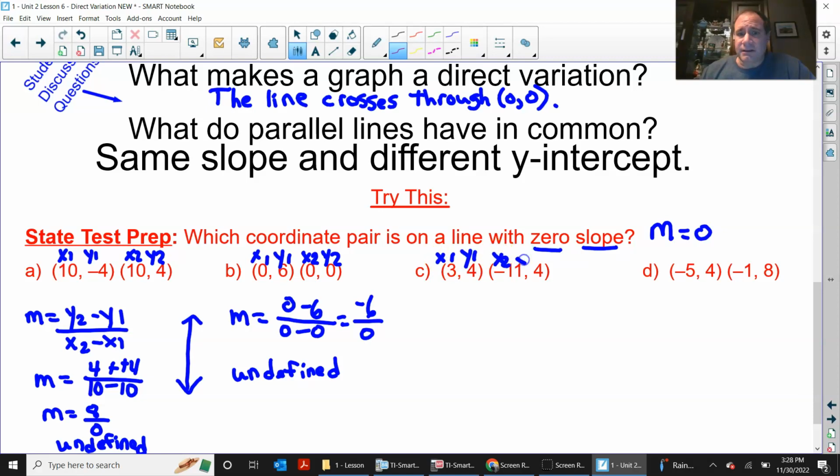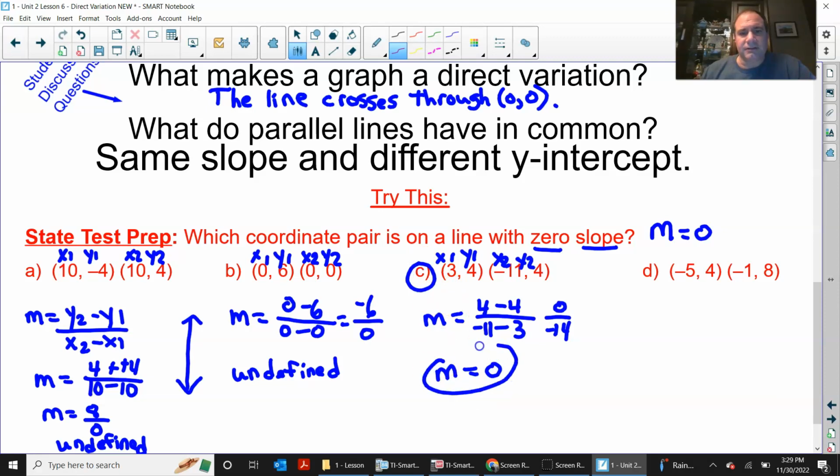We still haven't gotten to the 0 slope yet. So we have this. So we have 4 minus 4. That looks like 0 on the top, which is what we need. Negative 11 minus 3, which is negative 14. I'm going to stop here because this is the m of 0. So which one has a 0 slope? C does. C does.